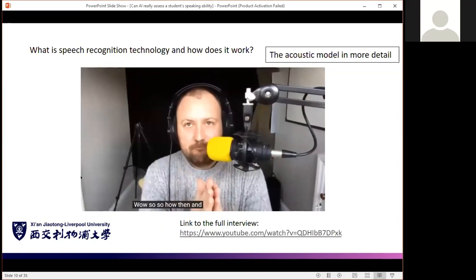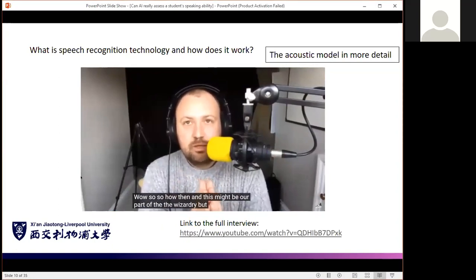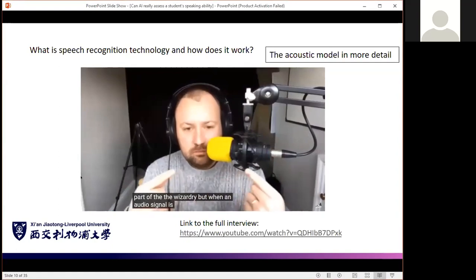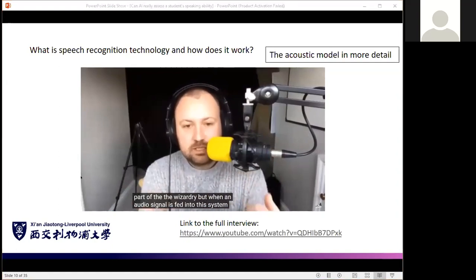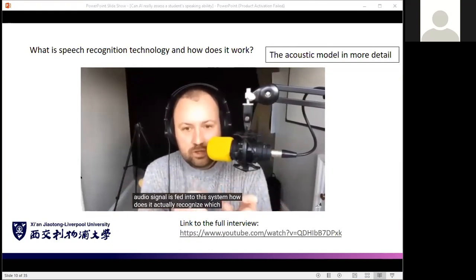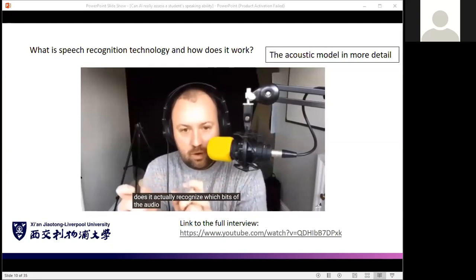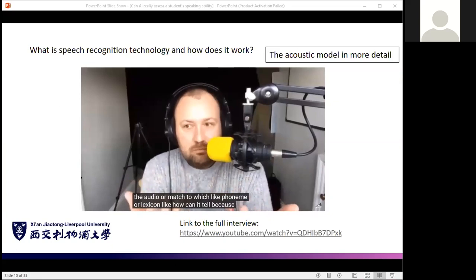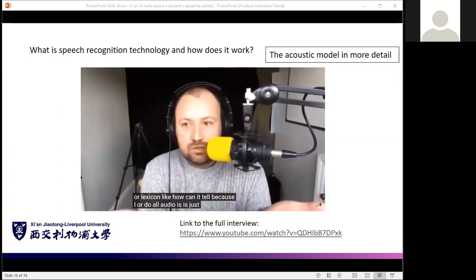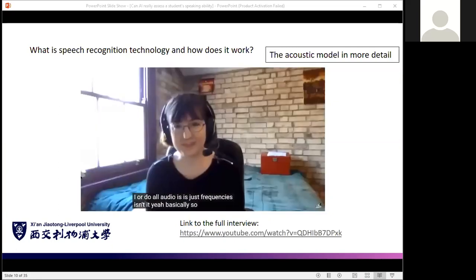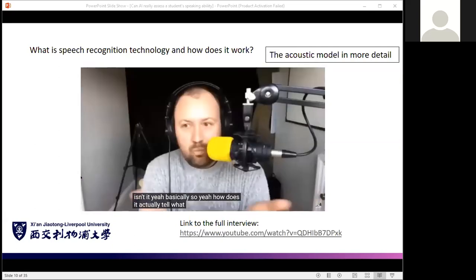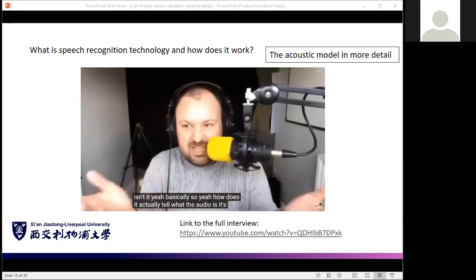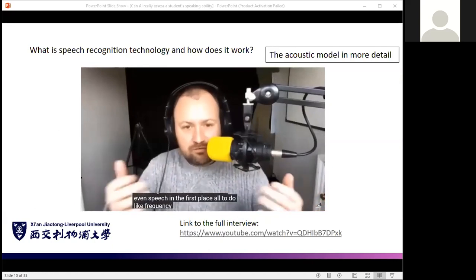So how then, and this might be all part of the wizardry, but when an audio signal is fed into this system, how does it actually recognize which bits of the audio match to which, like, phoneme or lexicon? Like, how can it tell? Because all audio is just frequencies, isn't it? Yeah. Basically. So how does it actually tell what the audio is, that it's even speech in the first place? Like, is it all to do with like frequency recognition?